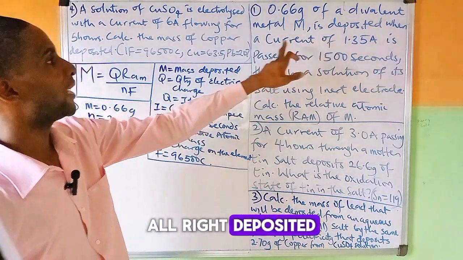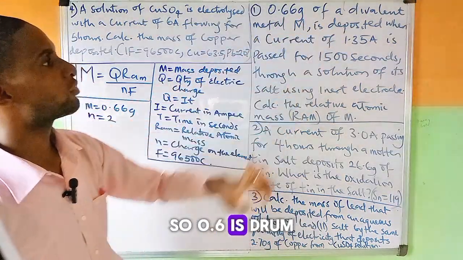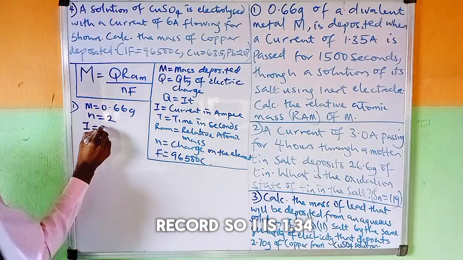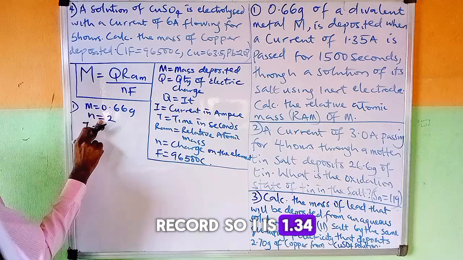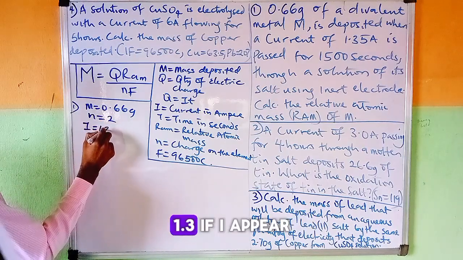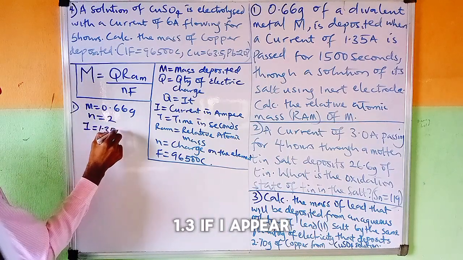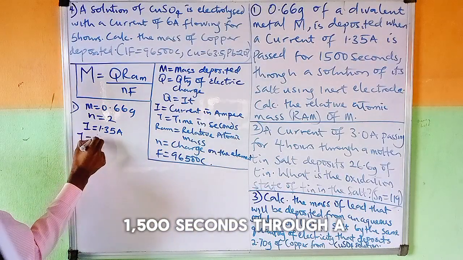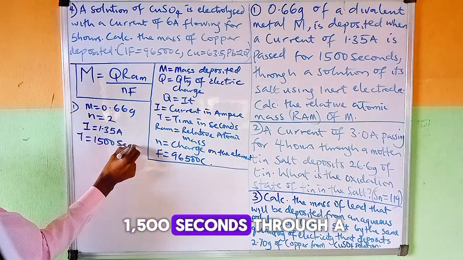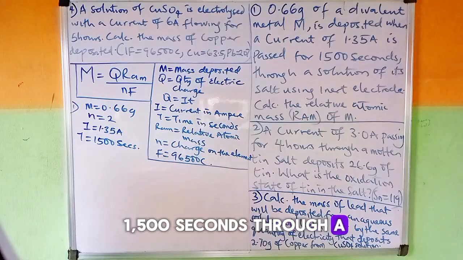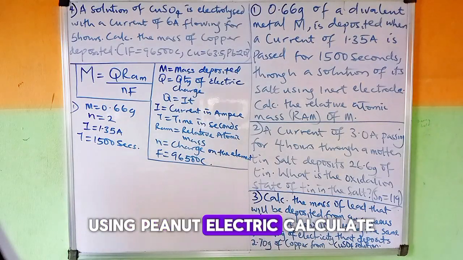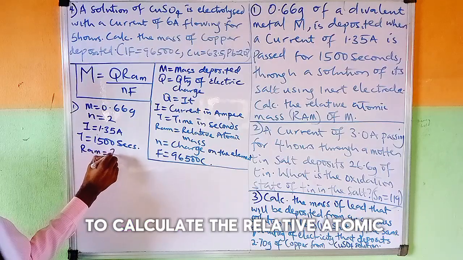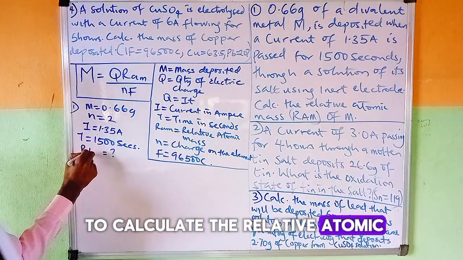Alright, deposited. So 0.66 gram of a divalent metal is deposited when the current I is 1.35 ampere, for the time of 1,500 seconds, through a solution of a salt using inert electrode. We are asked to calculate the relative atomic mass.